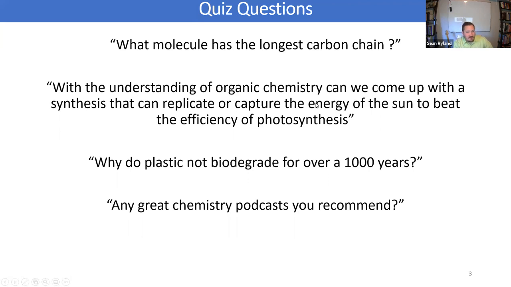Somebody asked about, could we use organic chemistry and material science to beat the efficiency of photosynthesis? And I think, I didn't actually look at the numbers, but photosynthesis, all things considered, is not a very efficient process. It's kind of what you would expect from something that was developed over millions of years, one tiny advancement at a time. And so there's a lot of places where photosynthesis just plain isn't very efficient or effective.